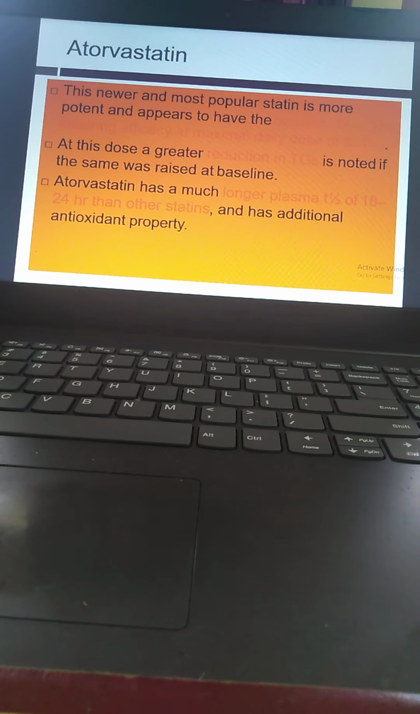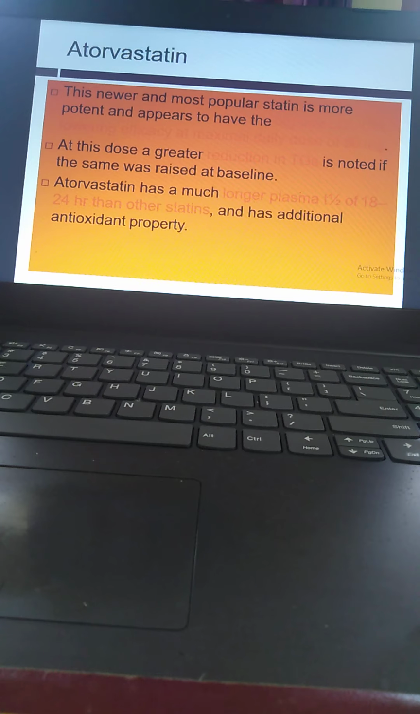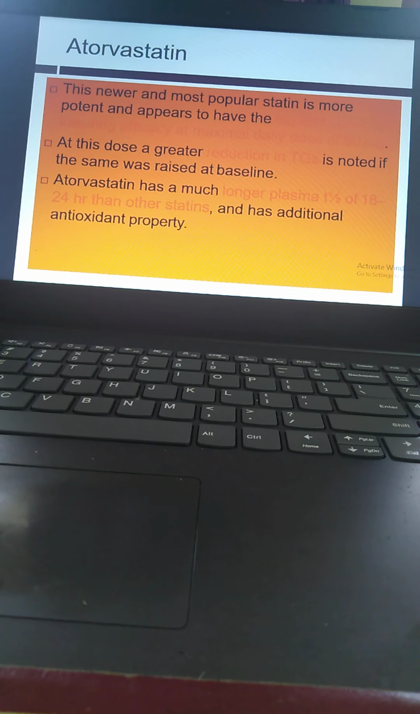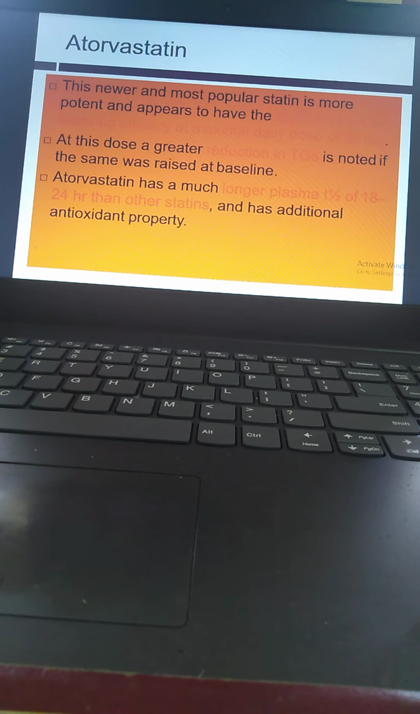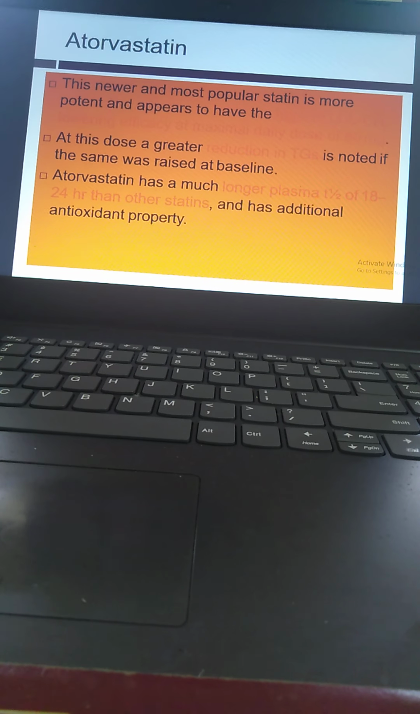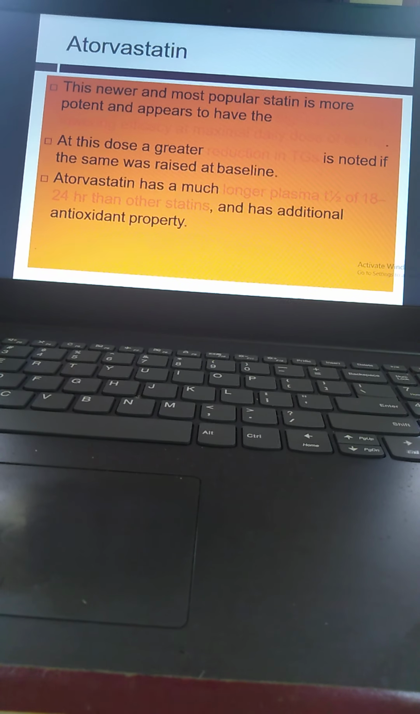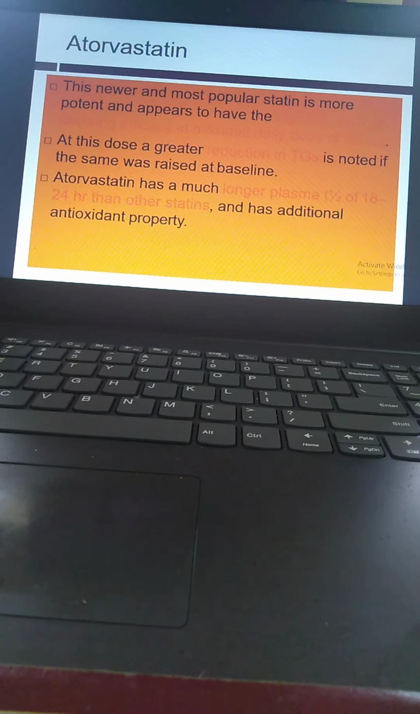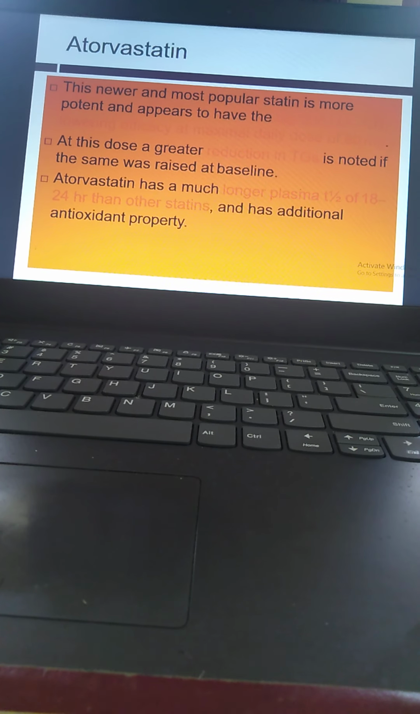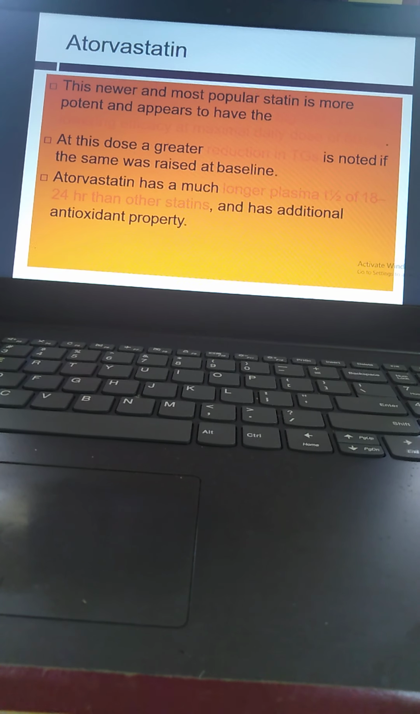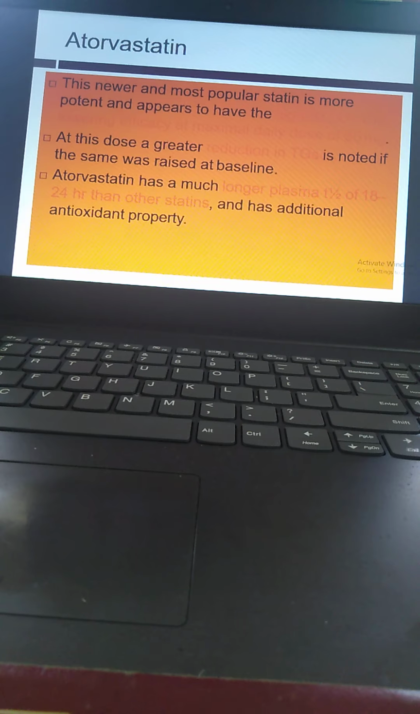Now atorvastatin is the second drug. This newer and most popular statin is more potent and appears to have the highest LDL lowering efficacy at the maximum daily dose of 80 milligrams. At this dose, a greater reduction in TGs is also seen, and the more raised the baseline, the greater the reduction. Atorvastatin has a much longer half-life of 18 to 24 hours, so it is given once daily, and it has an additional antioxidant property. So this is very important, you have to note these things down.